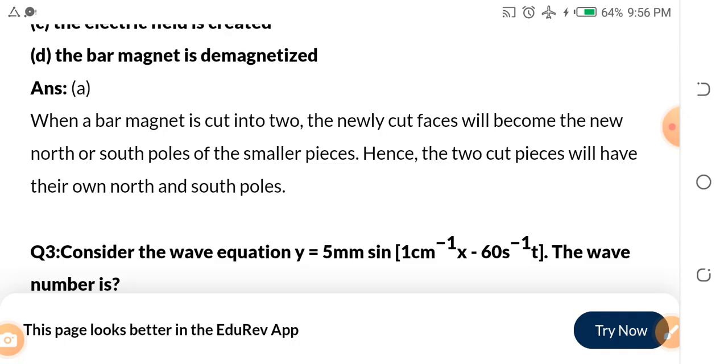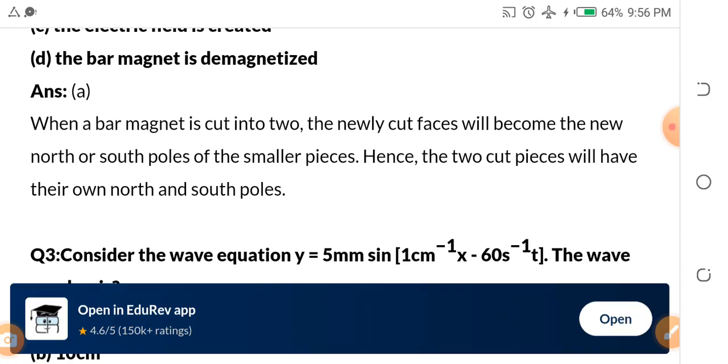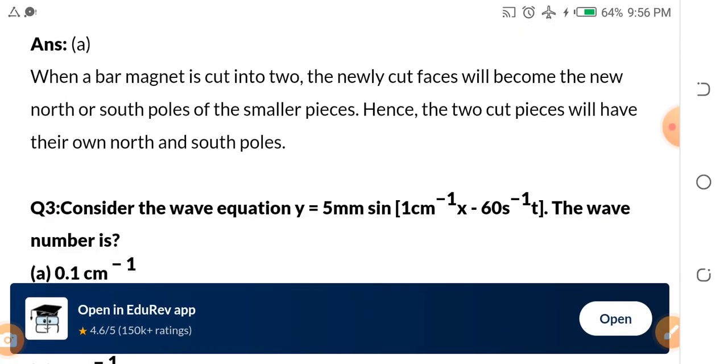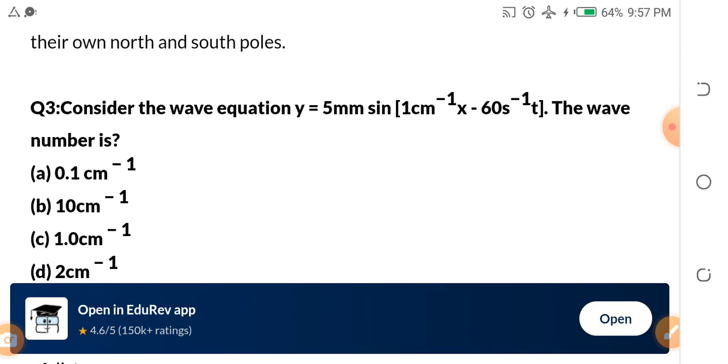Hence, the two cut pieces will have their own north and south poles. Do you understand? Of course, you know that in a bar magnet we have both the north pole and the south pole. That is what basically makes a bar magnet. And when you break it into two, you get two magnets.